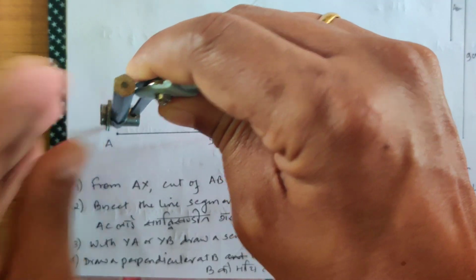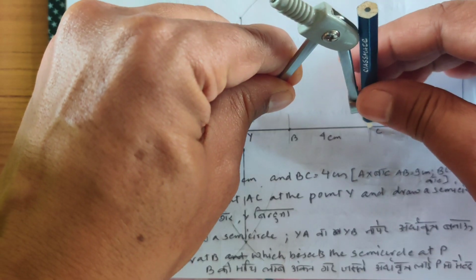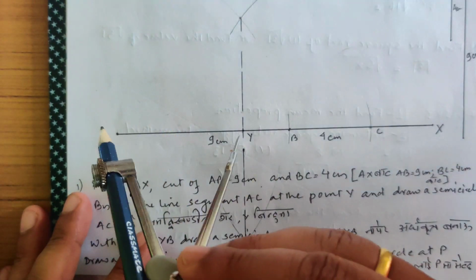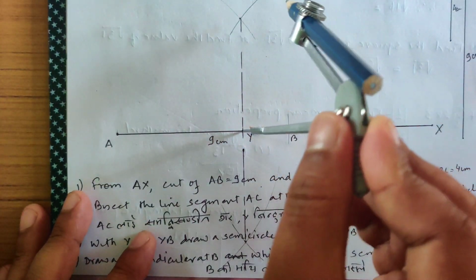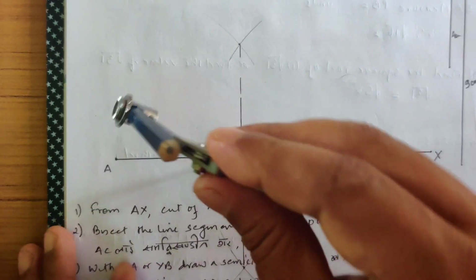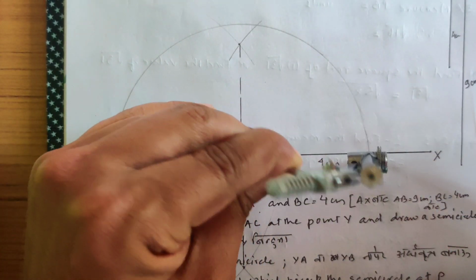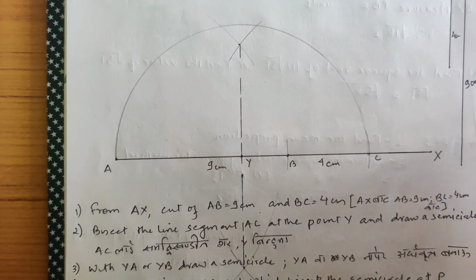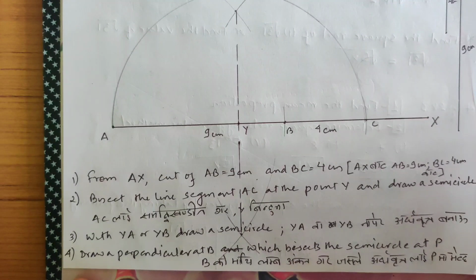Either YA or YC, same thing. Either you measure YA or YC. Okay, draw a semicircle. I hope I'm able to show you in my camera. Okay, this way I'll be able to show it to you. So I'm drawing a semicircle. Yes, a perfect semicircle, you all can see it. So I've drawn a semicircle with YA or YB.